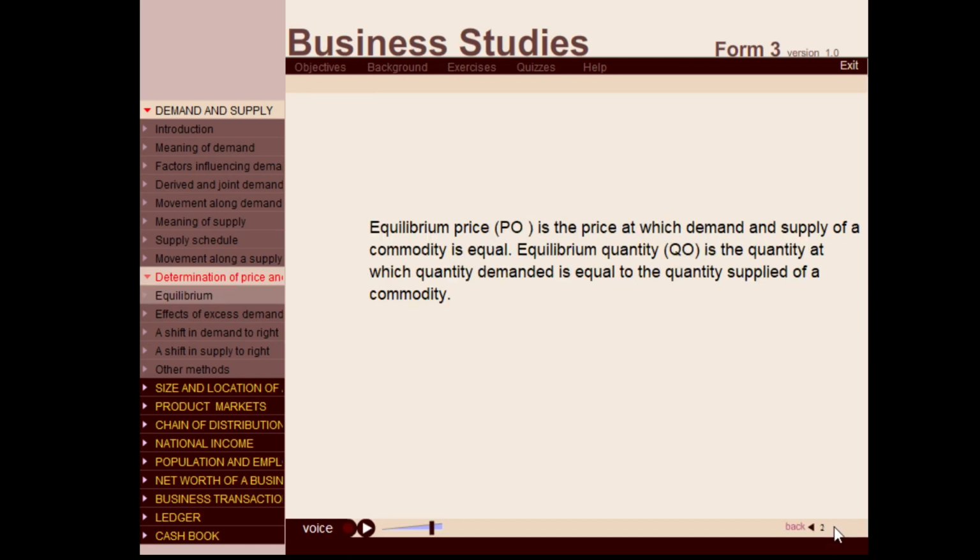Equilibrium price, abbreviated as PO, is the price at which demand and supply of a commodity is equal. Equilibrium quantity, abbreviated as QO, is the quantity at which quantity demanded is equal to the quantity supplied of a commodity.